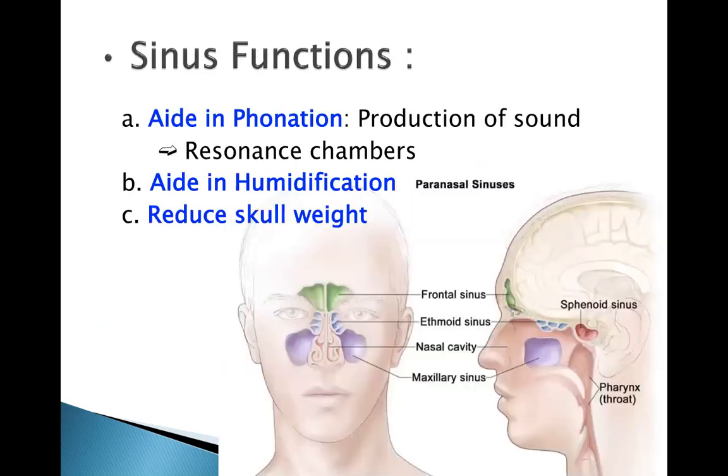So I have here sinus function, again, aid in phonation. If you ever had a sinus infection, you'll know your voice sounds a little different when those sinuses are full with mucus. So they create resonating chambers for our voice, also aid in humidification and reduce the skull weight. These are really nice drawings showing you the frontal sinuses, the ethmoidal sinus, and the maxillary sinuses. And then in the mid-sagittal view, you can also see the sphenoid sinus. And so all of these are going to be lined with mucous membranes and allow for phonation, humidification, and reduction of skull weight.